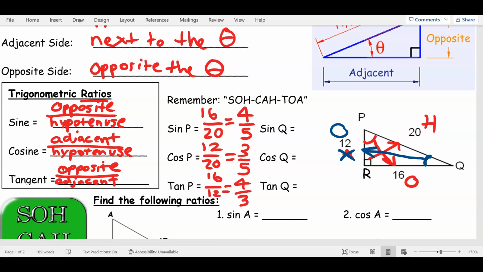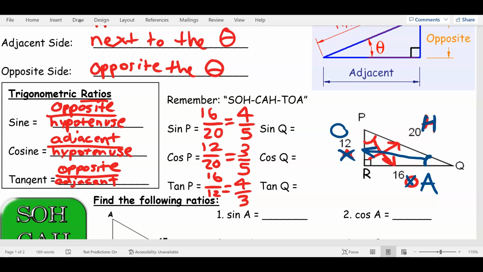Now what about H? The hypotenuse actually never changes. It's always across from 90. H stays the same. I can rewrite it if I want to. Now my leftover A is going to be 16. So let me make this simple. If they change the letter angle, they're going to change O and A. Switcheroo, okay?